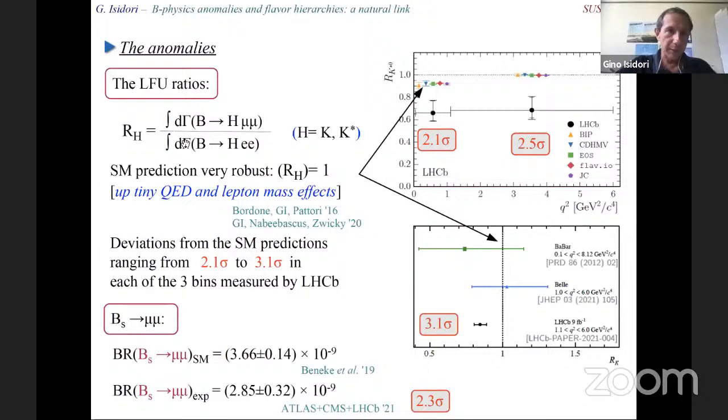The clean observables are summarized here very briefly. We have these R ratios, and you see here the three independent measurements: the measurement of RK star at low q squared, RK star at a higher value of q squared, where q squared is the lepton invariant mass, and recently the latest RK result. All of them, you see 2.1, 2.5, are more than 2 sigma, and one of them alone is more than 3 sigma.